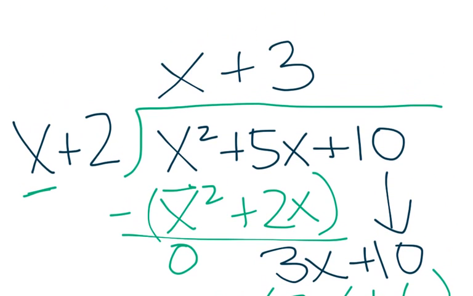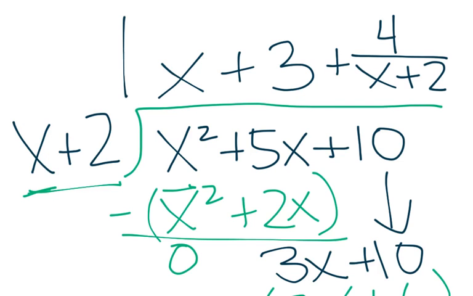So what we're going to say is x plus 3 plus our remainder, which is 4, over our divisor, which is x plus 2. And this is our final answer.